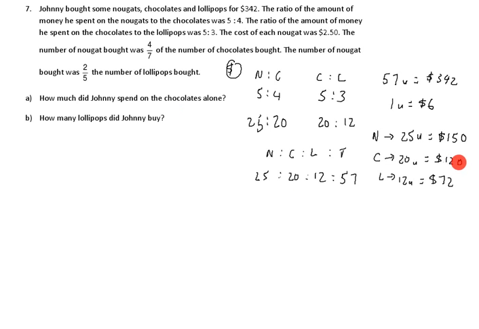$120. Right? Even without looking at the question. Okay? Next, we can solve the second part. The cost of each nougat was $2.50. 1 nougat, $2.50. So altogether, he spent how much on the nougats? Leroy. $150, right? He spent a total of $150 on the nougats.